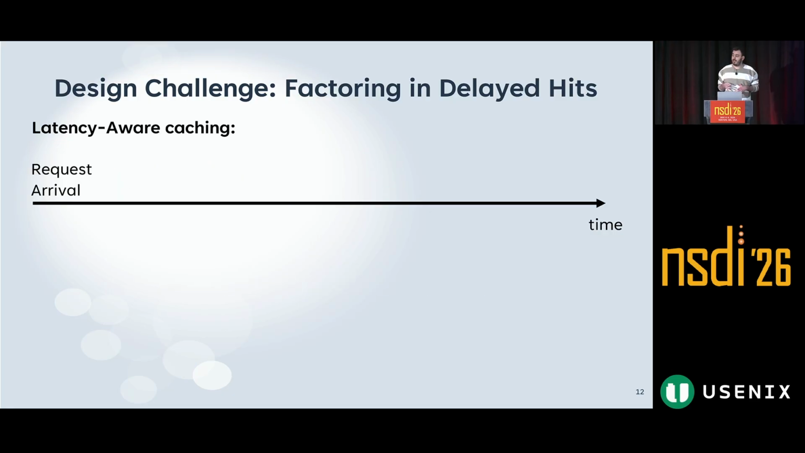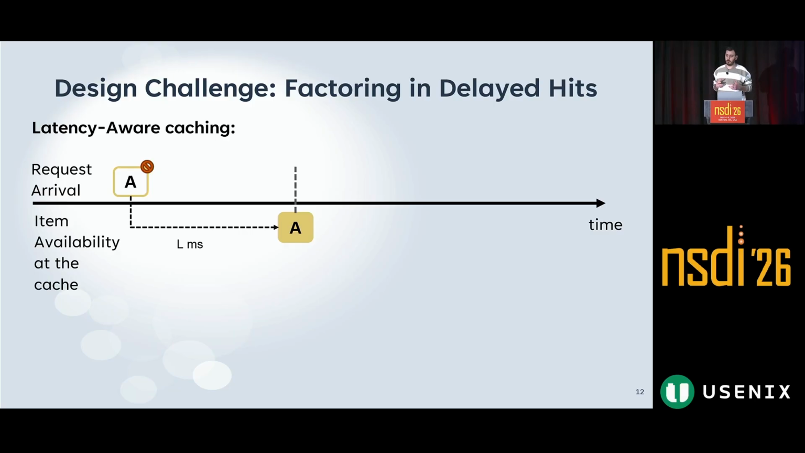When we are talking about latency-aware caching, we need to factor in that items are not available at once, and the item availability in the cache can differ. So let's look at the same sequence. We get a request for item A, and it's a cache miss. Now it takes some time for it to be available in the cache. Now we get the request for item B. It's a cache miss. It also needs some time to arrive to the cache.